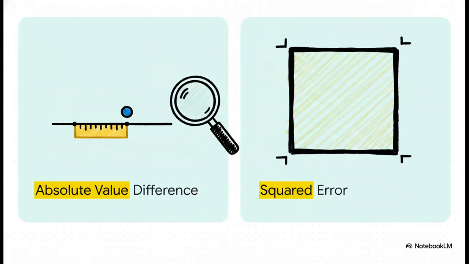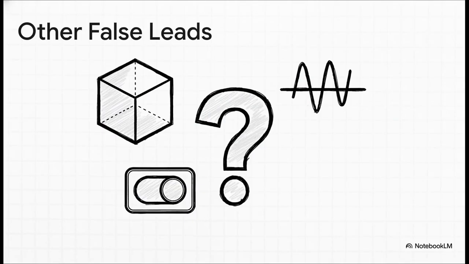Now things get really interesting when we look at our main suspects for calculating this penalty. I mean, the absolute most obvious choice would be the absolute value difference, right? Just measure exactly how far off the line is from the data point. Simple. But instead, the gold standard across the industry is the squared error, where we take that difference and multiply it by itself.